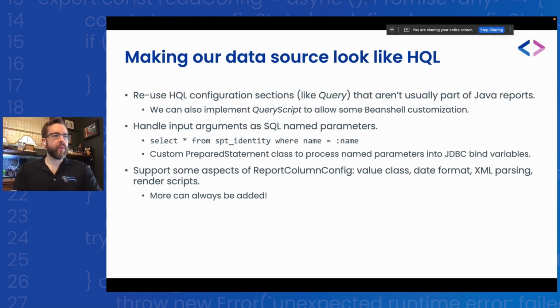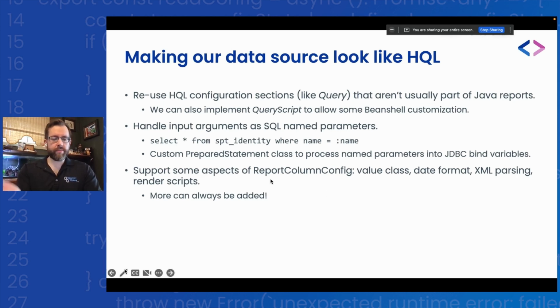So some things we can do here to make our data source look like an HQL data source. HQL data sources have a query and a query script. We're going to use those. It doesn't care what you put into the live report definition. We are going to handle input arguments as named parameters. This is not something that JDBC reports out of the box, but I'm going to have a named prepared statement class that will be part of this package, that you'll see later, to process named parameters into the appropriate bind variables.